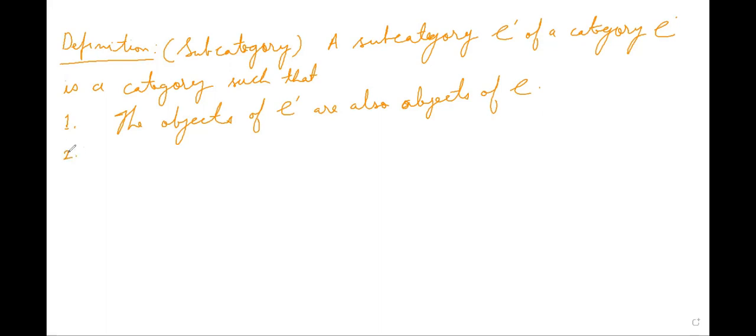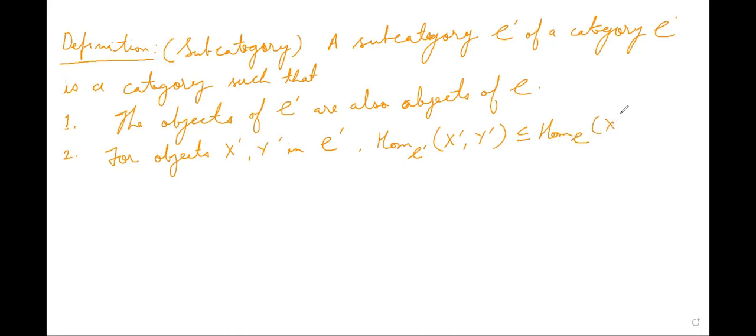Second, for objects x prime, y prime in C prime, this home set, that is, the set of all morphisms from x prime to y prime in the category C prime, is a subset of this home set in C, from x prime to y prime.